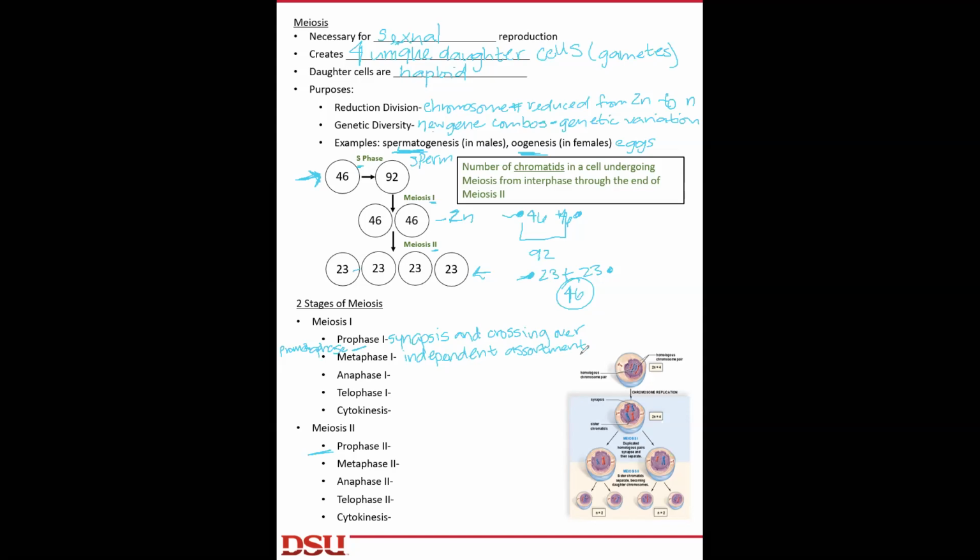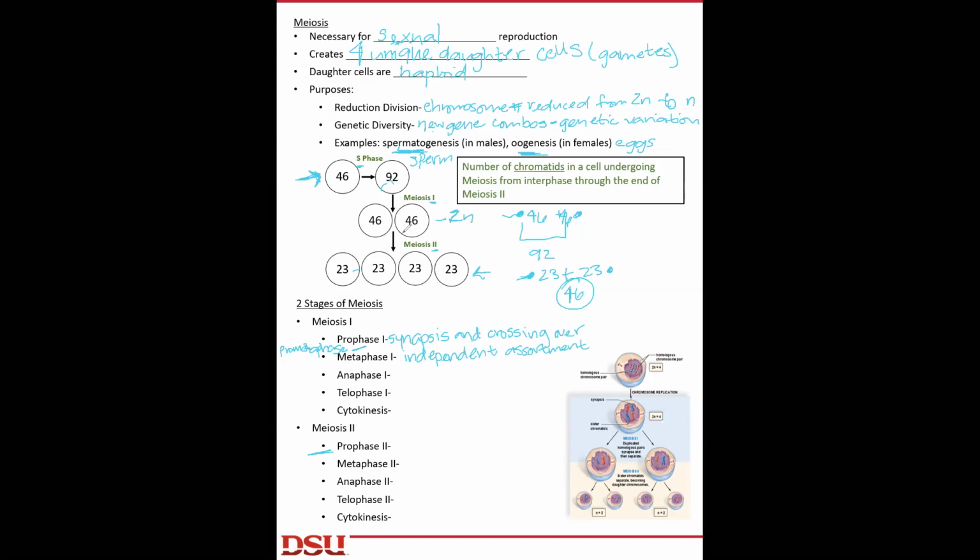Independent assortment just means that all of those chromosomes, those 92 chromosomes that are up here, getting ready for this first division, those chromosomes are going to end up moving into these separate cells independently of one another. In other words, it's not like you get all of mom's in one and all of dad's in the other. You get this random mix of chromosomes, some of mom's in one, some of dad's, and then the other one, some of mom's in that one, some of dad's. It's just this totally different mix.